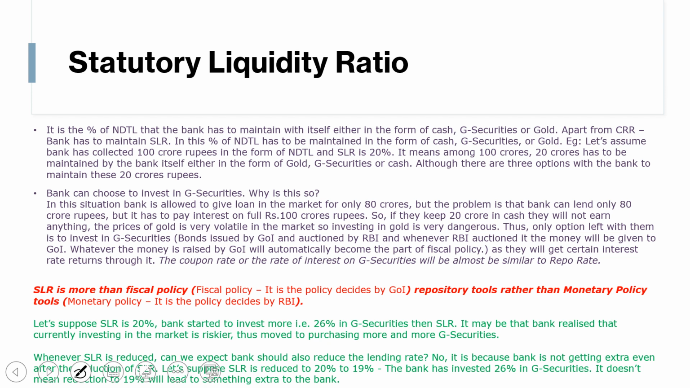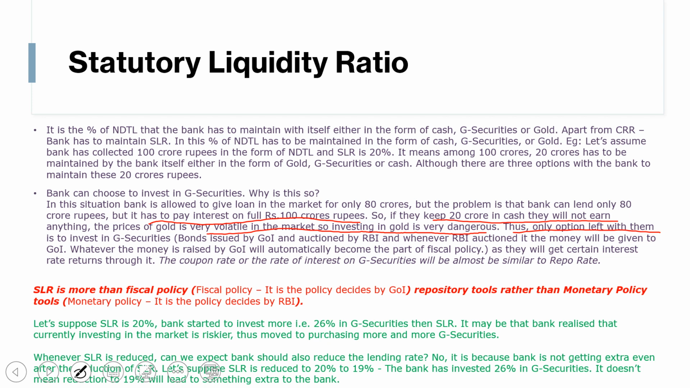So the 80 crore, but the problem is that it has to pay interest on the full 100 crore. So if they keep 20 crore in cash, they will not earn anything. The price of gold is very volatile in the market, so investing in gold is very dangerous, as I've explained. So the only option left with them is to invest in G securities, bonds issued by the government.